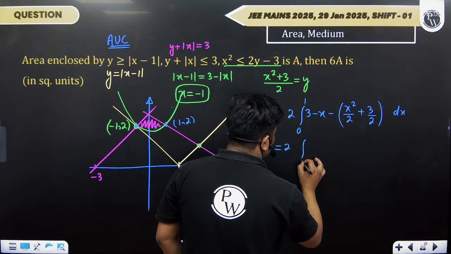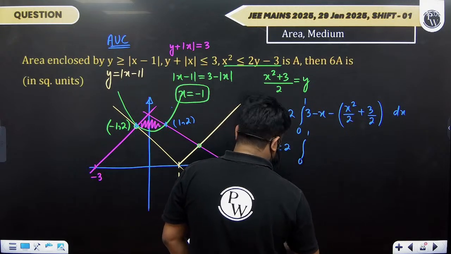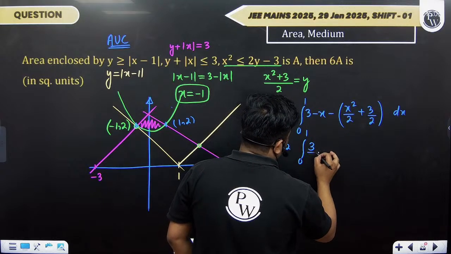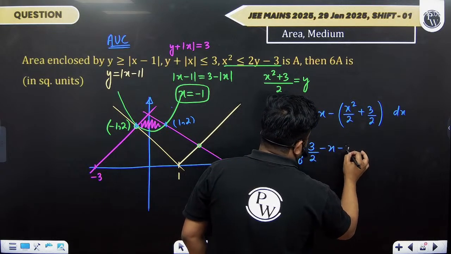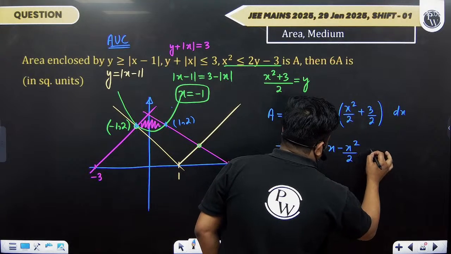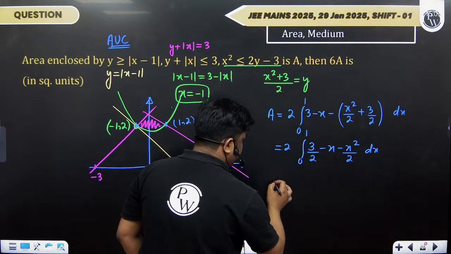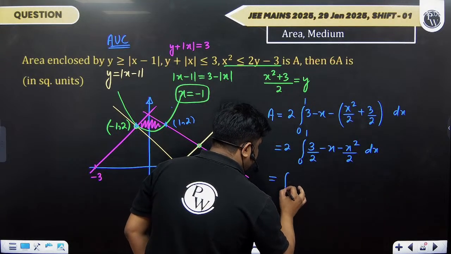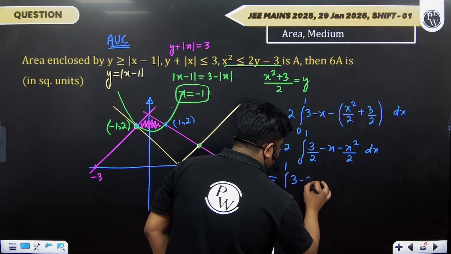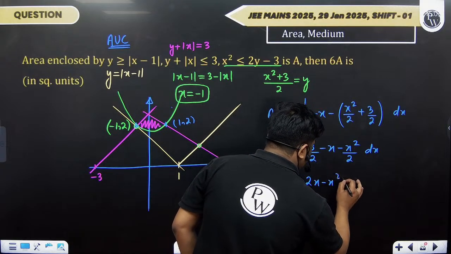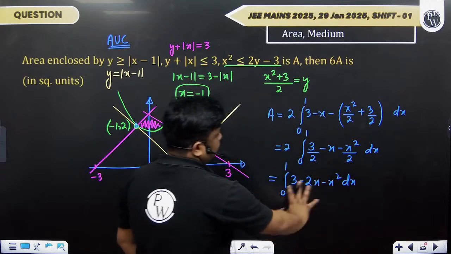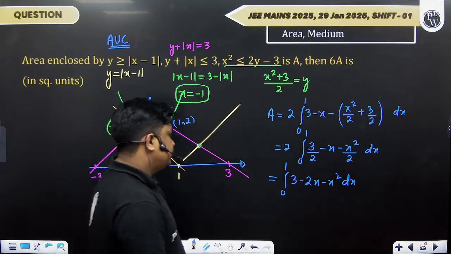So 2, integral from 0 to 1. This is 3 by 2, this is minus x, this is minus x square by 2, dx. So 2 can be multiplied inside. This is the integral from 0 to 1 of 3 minus 2x minus x square dx. This very simply we can calculate. It will not be very difficult.